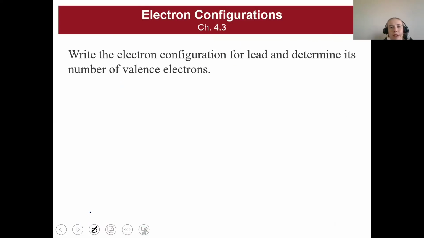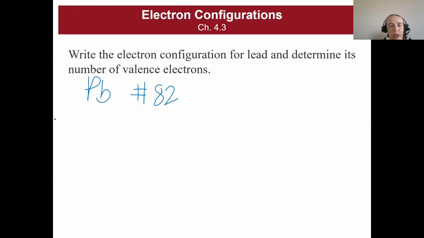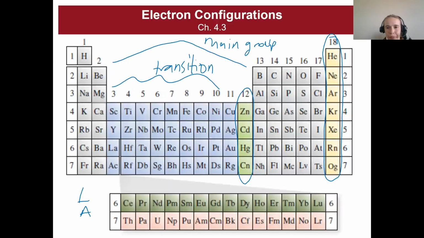Cool. All right, so last thing we're going to talk about, we're going to do a practice. Write the electron configuration for lead and determine its number of valence electrons. So lead is Pb, like peanut butter. It's number 82 on the periodic table. And let's write its electron configuration. I'm going to go straight for the noble gas electron configuration. So let's see what noble gas comes before lead. Okay, so lead's here. And the noble gas before lead is xenon. Okay, so xenon, and then we're going to start period 6.